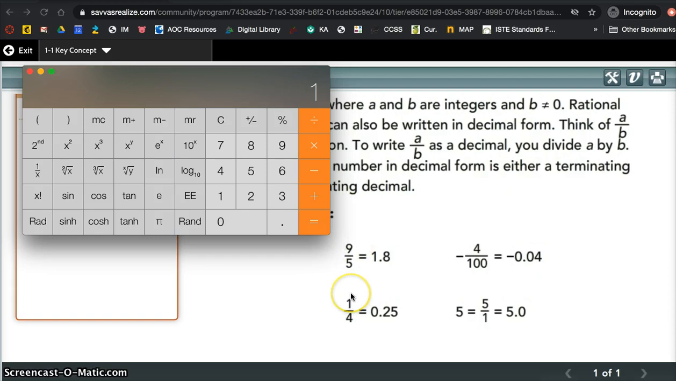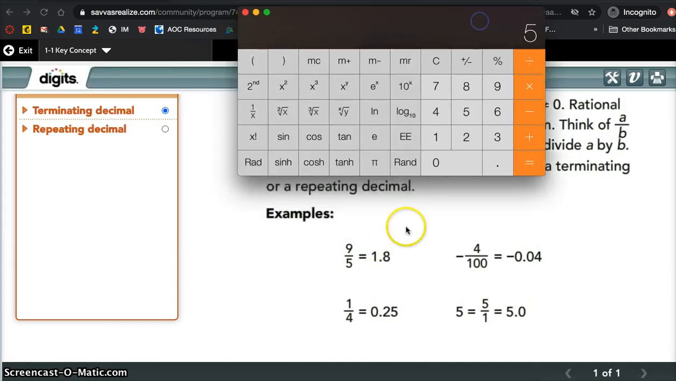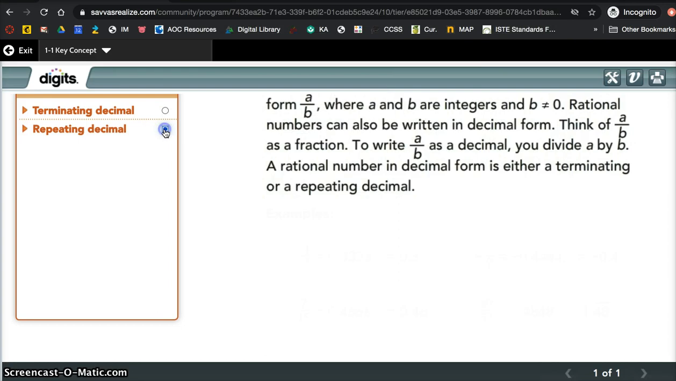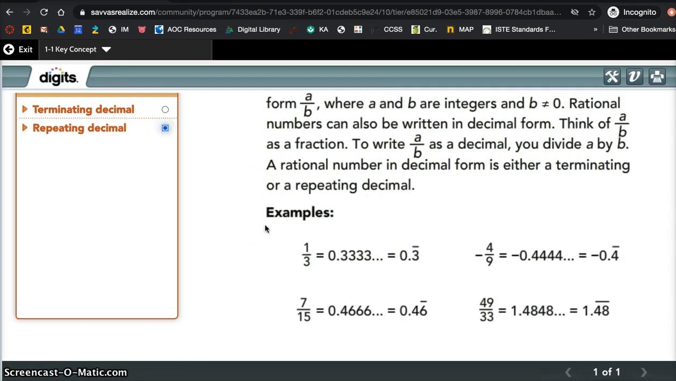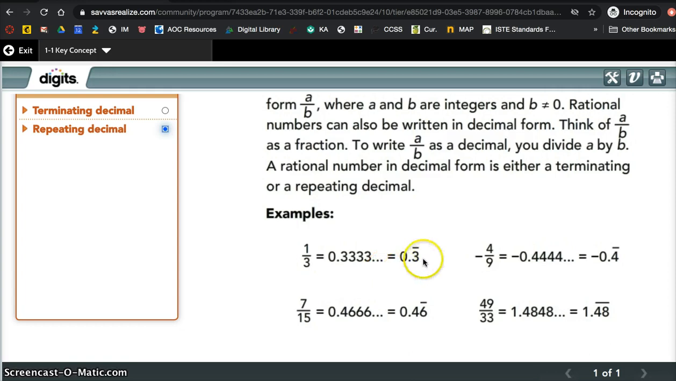We can do that with all of them. 1 divided by 4, 4 divided by 100, and even this one, 5 divided by 1. We get all of these different types of decimals, and they all have what's called a terminating end. They all end, and they don't continue on forever. We can see that it's 1.8 exactly. It's not 1.8273965, it's 1.8. Versus what we're about to see is called a repeating decimal, and these are decimals that continue on and on and on forever, and they're represented with this little repeat bar above the number.